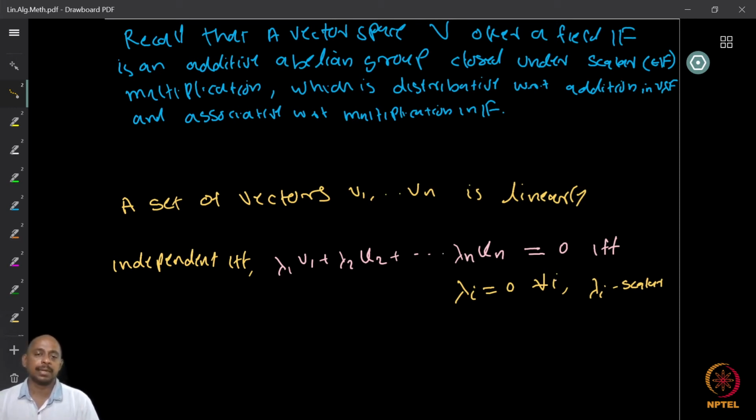And you must have seen several examples of vectors and vector spaces in linear algebra related courses. A set of vectors, let's say v1 to vn, is said to be linearly independent if and only if, taking scalars lambda 1, lambda 2, etc., lambda 1 v1 plus lambda 2 v2 plus etc. plus lambda n vn is equal to 0 if and only if all the lambdas are 0. So if at least one lambda is non-zero, you will not be able to get the 0 vector.